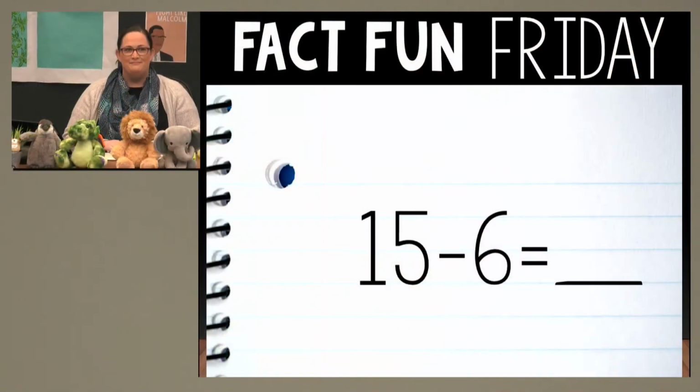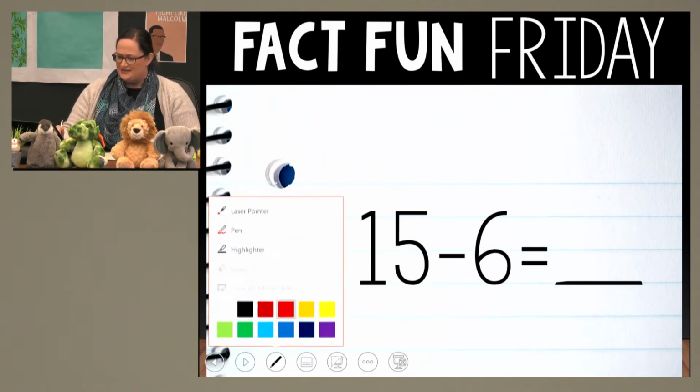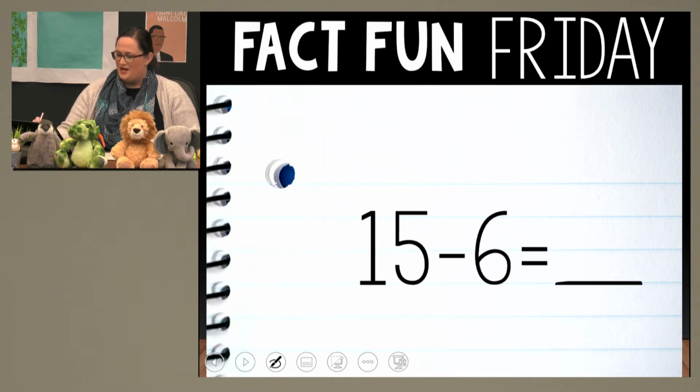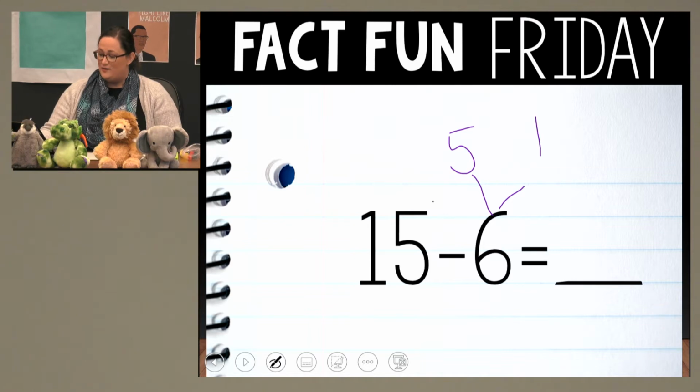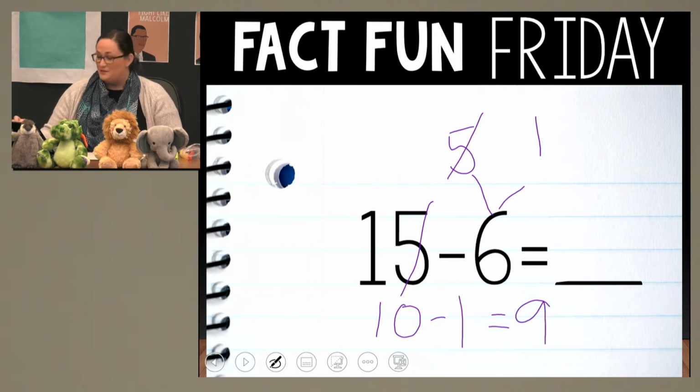Let's go with Fact Fun Friday. 15 minus 6. Well, I know that 6 is made up of a 5 and a 1. So if I take away the 5, now I have 10, and I just have to take away one more, and that equals 9. So 15 minus 6 equals 9.